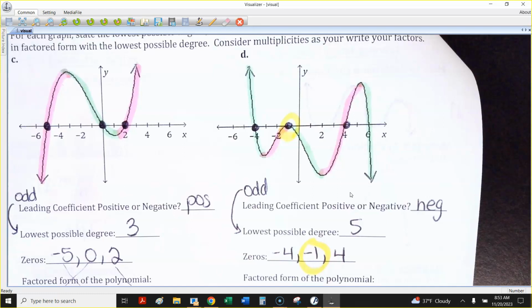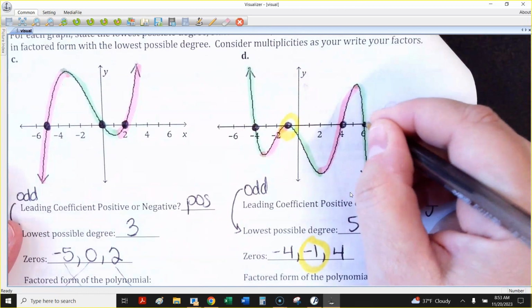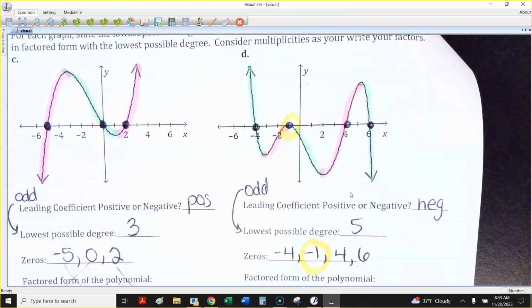Oh, shoot. Forgot one of them. 6. Just add that onto the end. My apologies. Yes, I totally didn't finish. So 6. Okay, no bounce at the 4, 6, or -4, but it does bounce on the -1. It doesn't go through the x-axis. It comes back the direction it came.